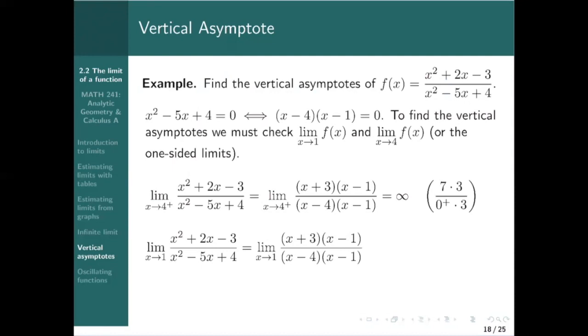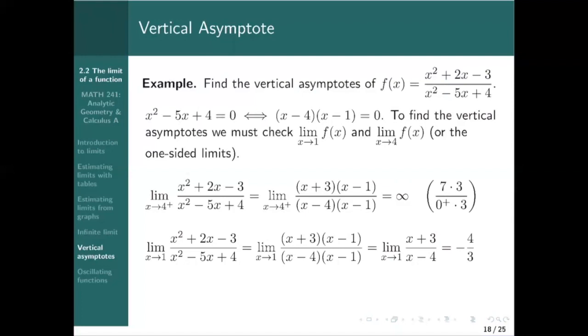And then we're going to be left with the limit as x goes to 1 of x plus 3 over x minus 4. And then simply plugging x equals 1 in the numerator gives us 4, and plugging x equals 1 in the denominator gives us minus 3. So the final answer is going to be minus 4 over 3.